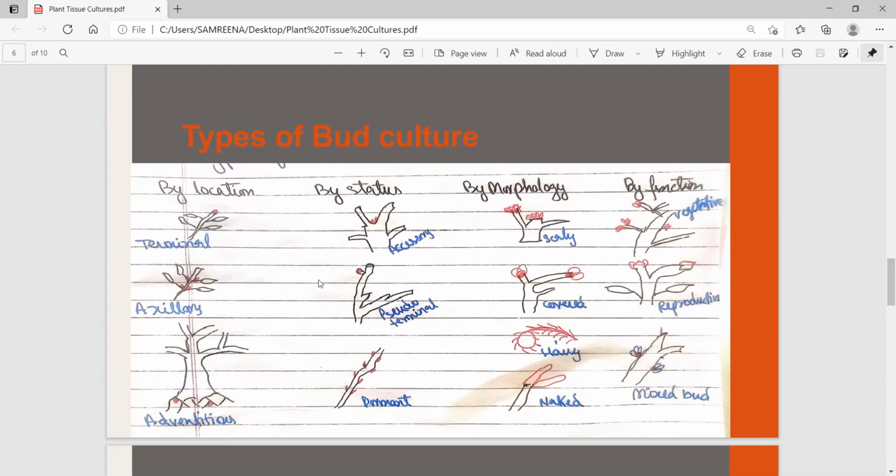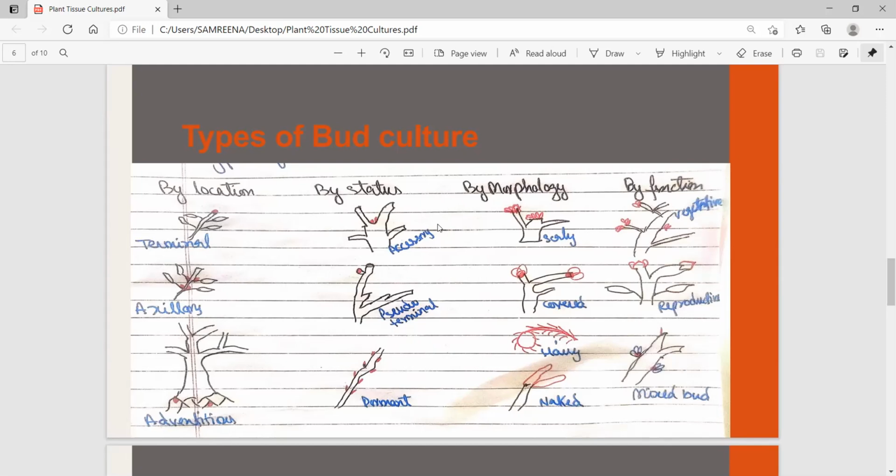So here we have given the types of bud culture, types of bud as per their location, as per their status, as per their morphology, or as per their function. So first type we will be discussing by location. Where is this bud located? Like we are having terminal buds that we call apical meristem also, or we are having axillary buds at the axil of this leaf, or we are having adventitious buds which are present in the roots.